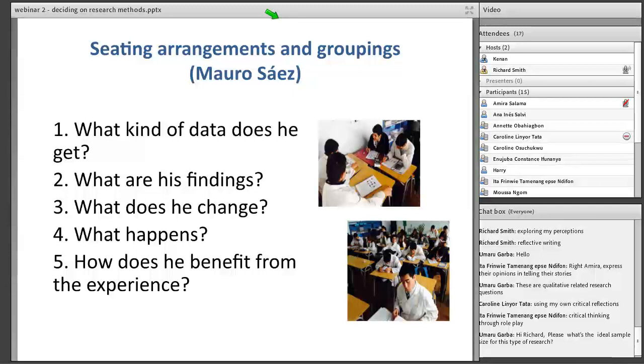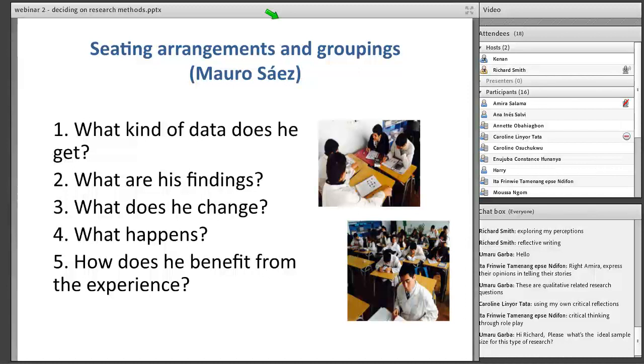And after each kind of class, he took some notes about what he had noticed about the students' behaviour, some reflections. And he also video recorded one lesson. He could only video record one lesson and made some notes about the video recording. So unfortunately, he couldn't record every class.